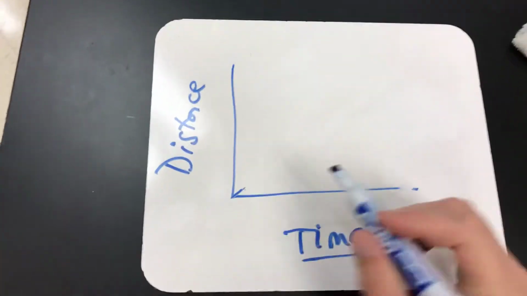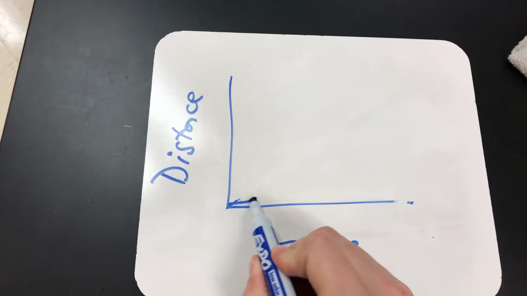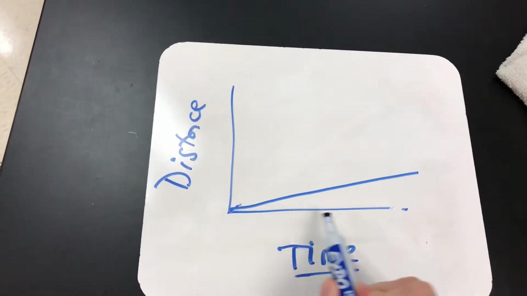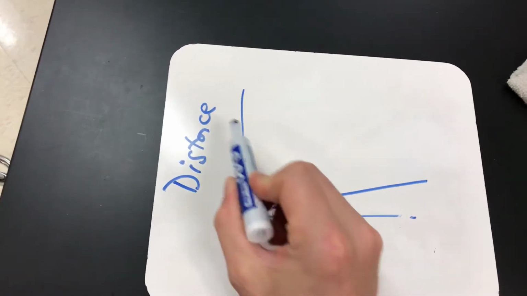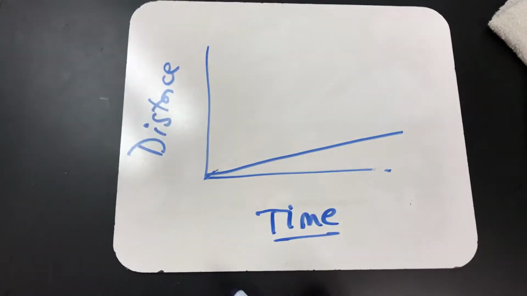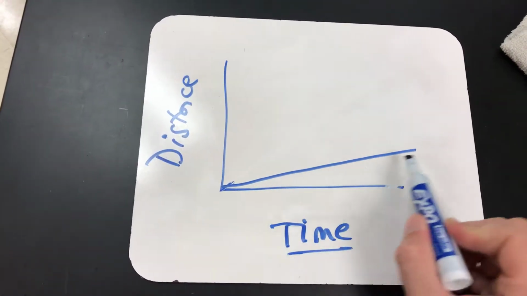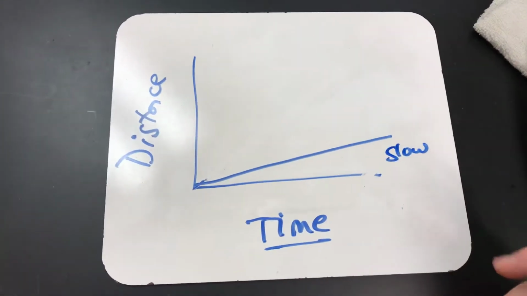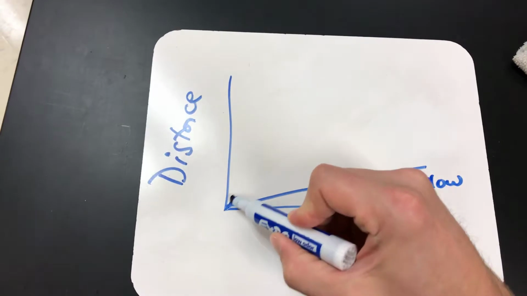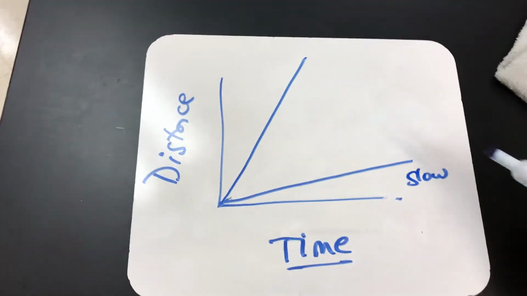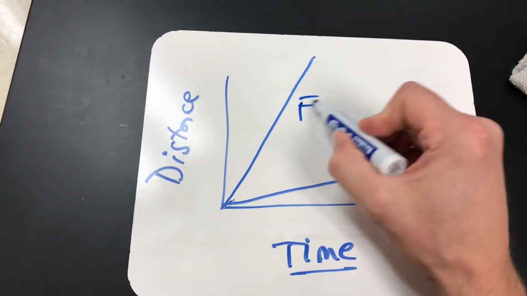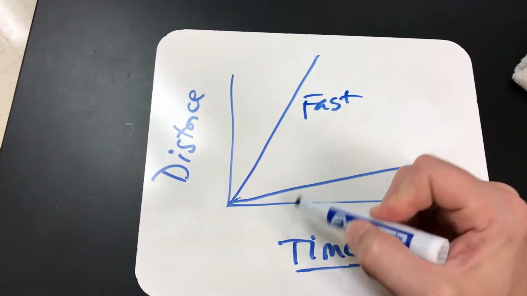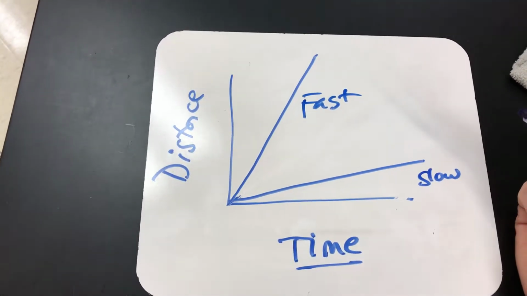If you see a line that is more shallow, a flatter line, it means that as the time's continuing, its distance isn't increasing very much. So a line that looks like this is going to be a slow, steady pace. And then if you see a line that is really steep, this would be a fast motion because its distance is increasing in a shorter amount of time.